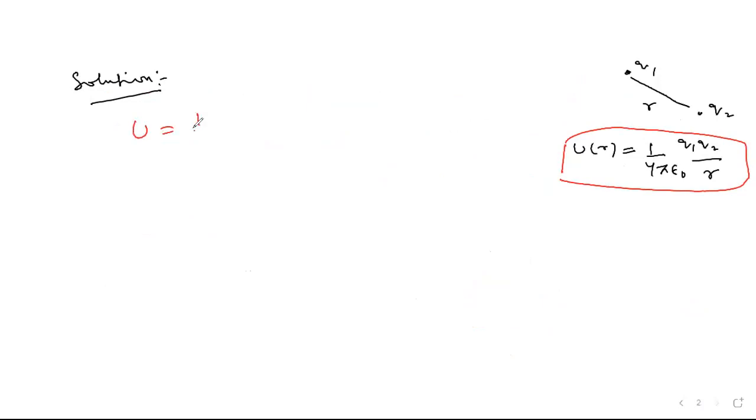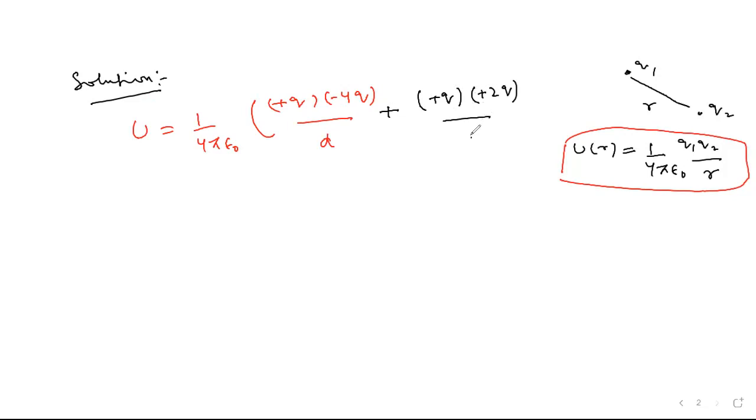So I can write the potential energy of the system as 1 by 4 pi epsilon naught, plus Q times minus 4Q over D, then plus Q times plus 2Q over D, then plus minus 4Q times plus 2Q over D.